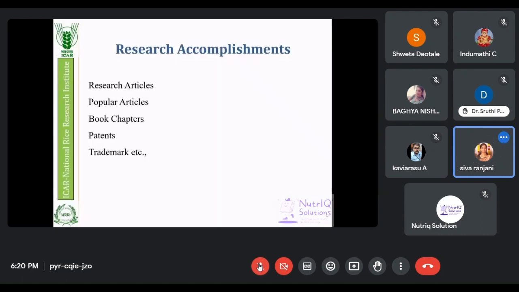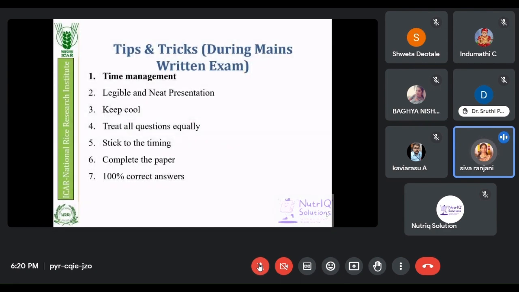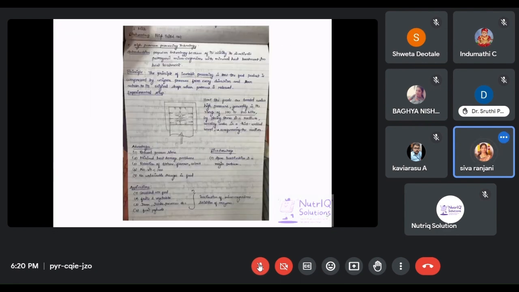And can you move to the next slide, what I had given? This time distribution and completing the question paper is the first challenge that you should do. Next one, this research accomplishments, interview and all those things are okay. Priya, can you just go to the last slide? You just show me that notes.